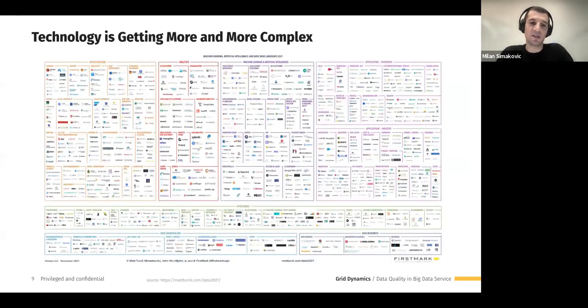And of course, one of the major impactors is also the technology. Technology is evolving and getting more and more complex. Here we can see the data landscape for the current year, and the same picture reflects to different companies. The companies have more and more different tools that they use. They are synchronizing one with the other, etc., and all of this complex system is leading to poor data quality.